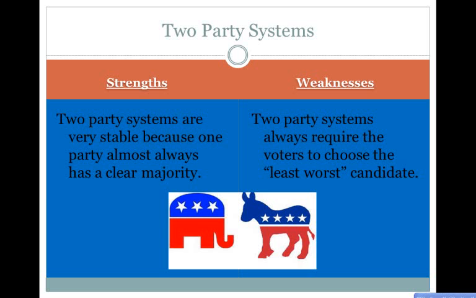We don't have to worry about who the president's going to be or having new elections because there was not a clear winner and someone only got a small percentage of the vote. The weakness of the two-party system is that because you really have two main options and a bunch of small options, you're choosing the quote-unquote least worst candidate.